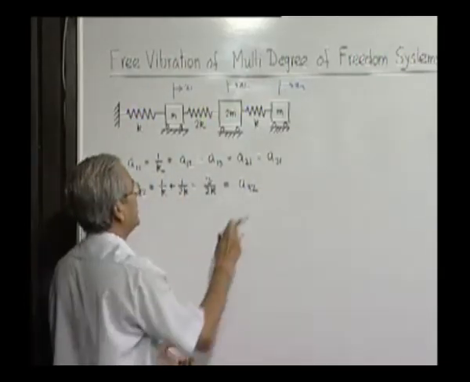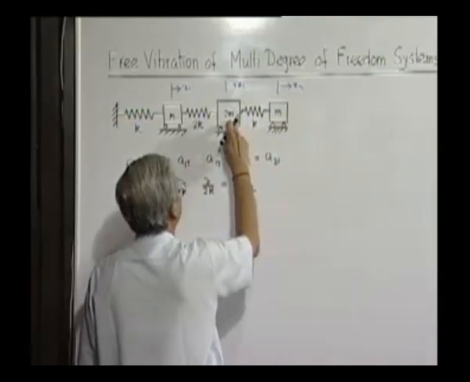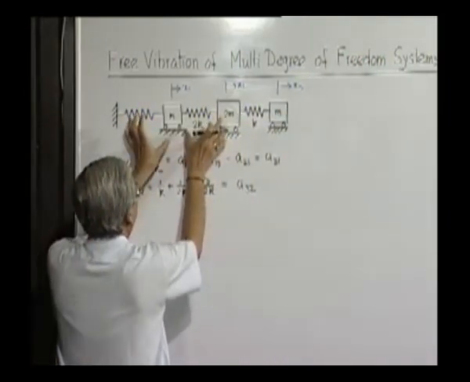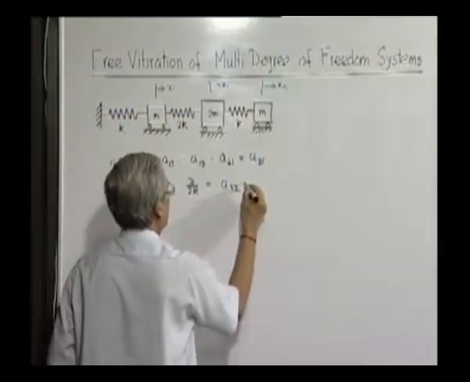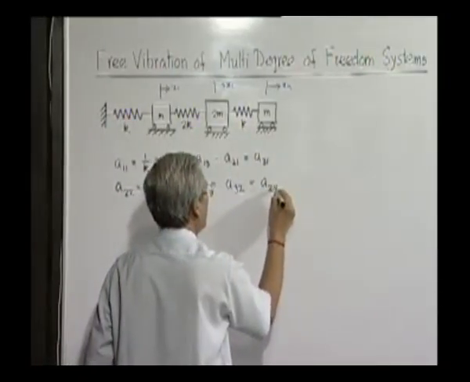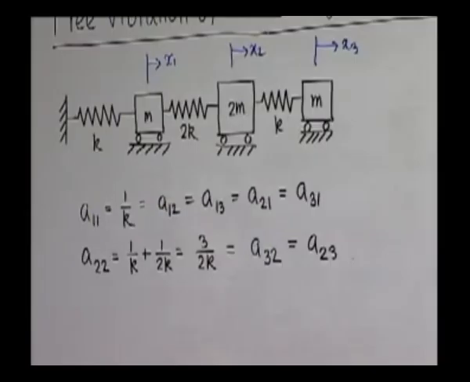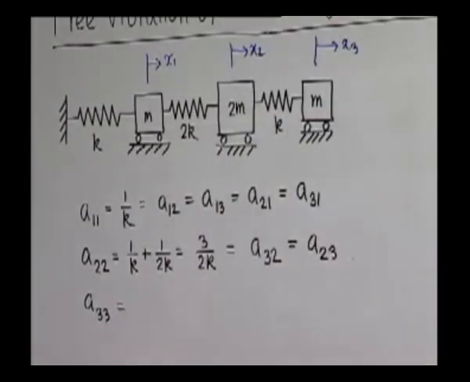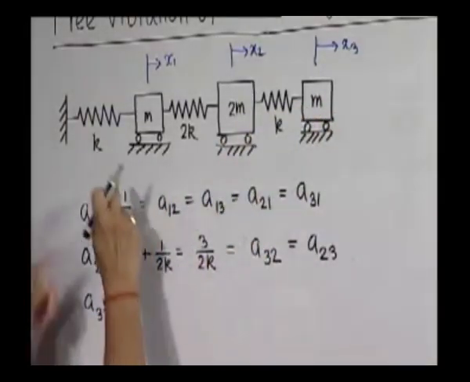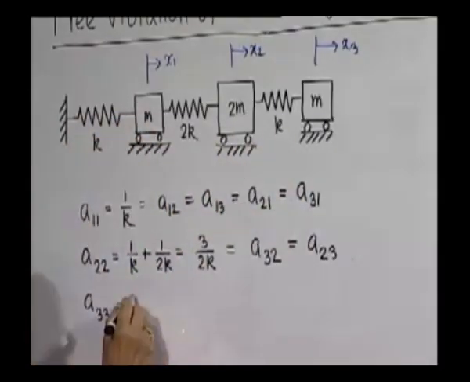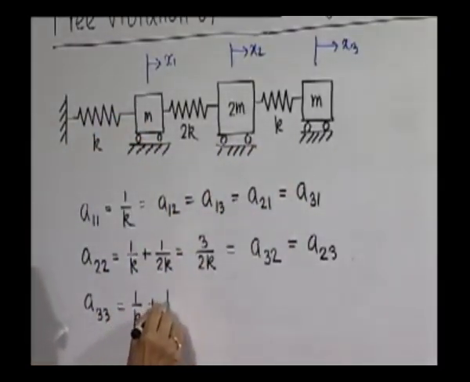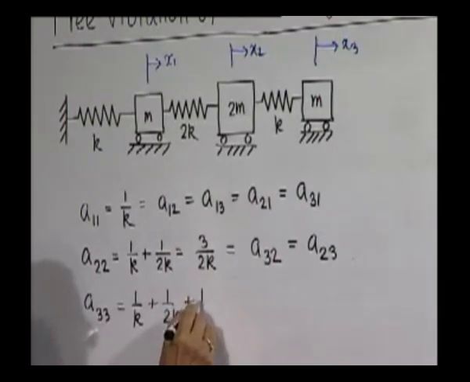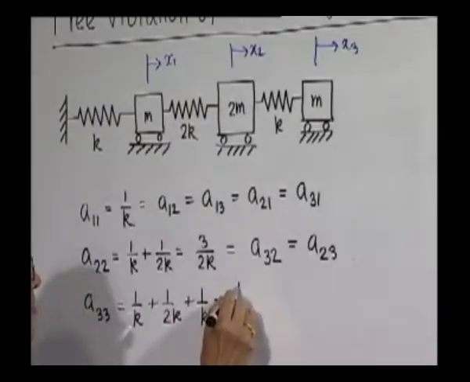At the same time, if I apply a unit load here, what will be the displacement of this? It will be again the stretch of this spring and this spring, which is this. So, this is A32 also. And the only one which is still not determined is A33. That is, if I apply a unit load at station 3, what will be the displacement of station 3 itself? It will be the stretch of these 3 springs. So, obviously, it will be 1 by K plus 1 by 2K plus 1 by K, which is equal to 1, 2, 2, 4. So, 5 by 2K.